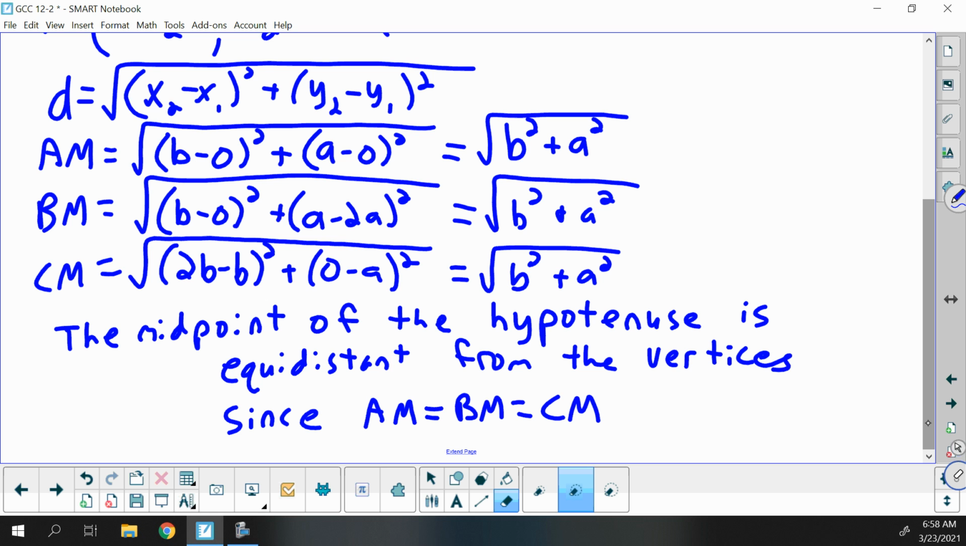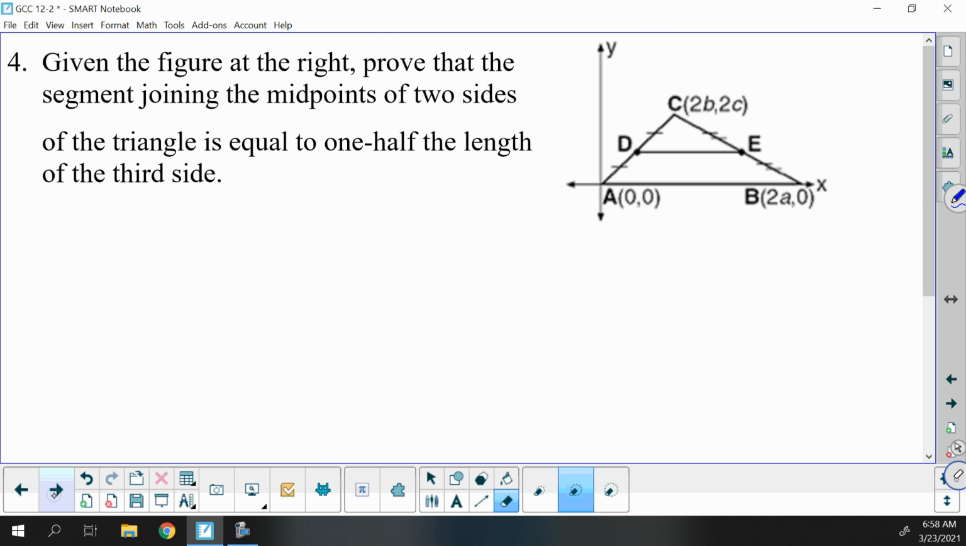All right, if we go down to the bottom of page 10, our last one for the video. So we're given a figure here. Notice we got variables again. So prove that the segment joining the midpoints of the two sides of the triangle is equal to 1/2 the length of the third side. So first we've got to find those midpoints, which would be points D and E.